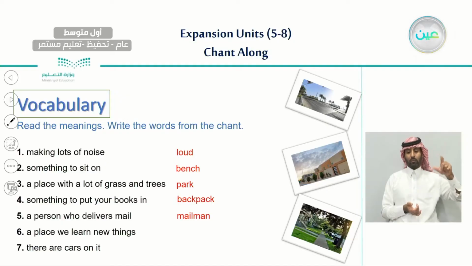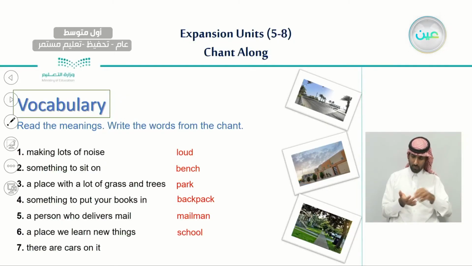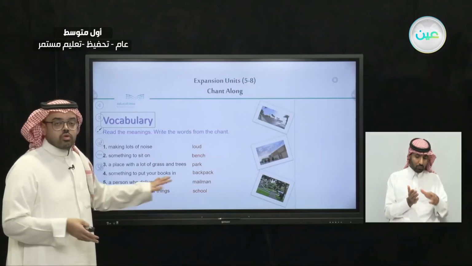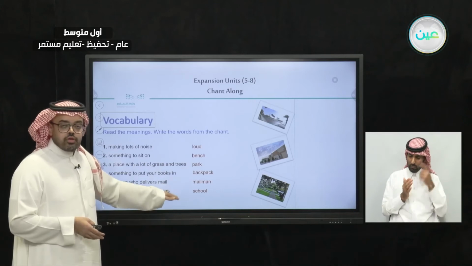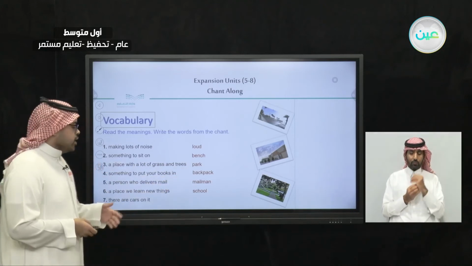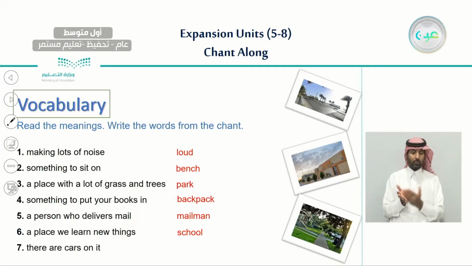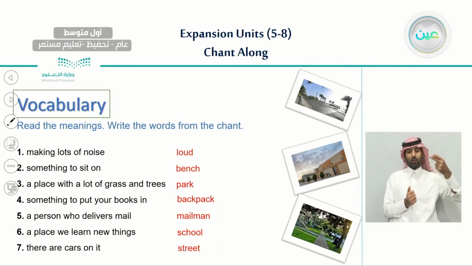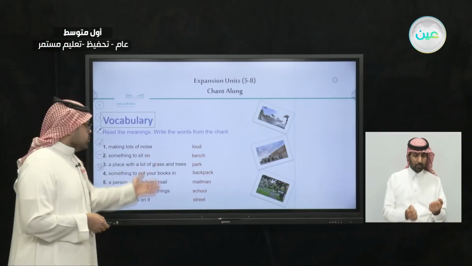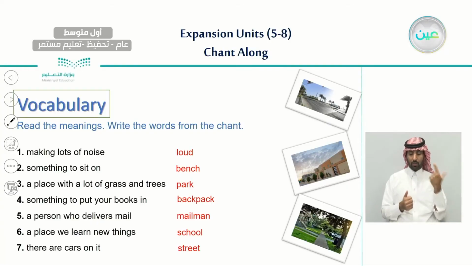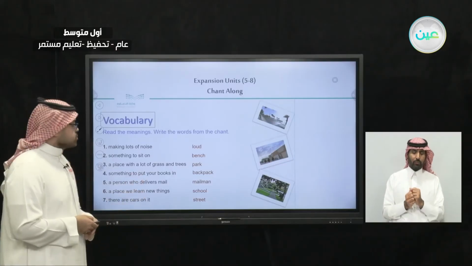Also, a place where we learn new things. If you want to learn new things, we of course go to school or university. Those are places where we learn new things. And also, there are cars on it. This is the first thing mentioned in this chant, which is a street. Usually cars are on the street. So here we go. We have 7 meanings and 7 vocabulary words that describe those meanings.